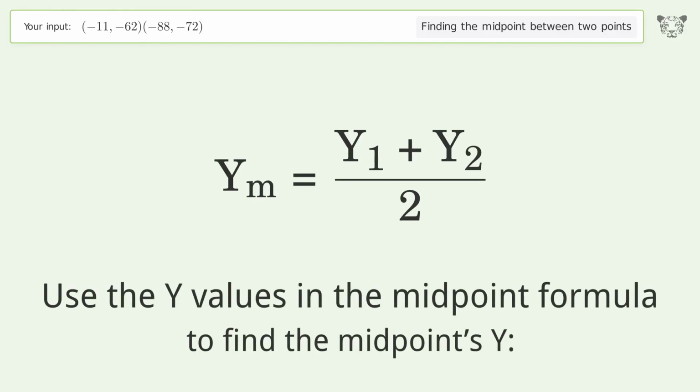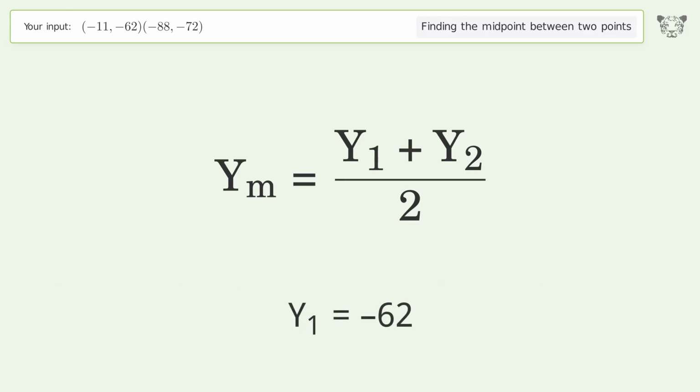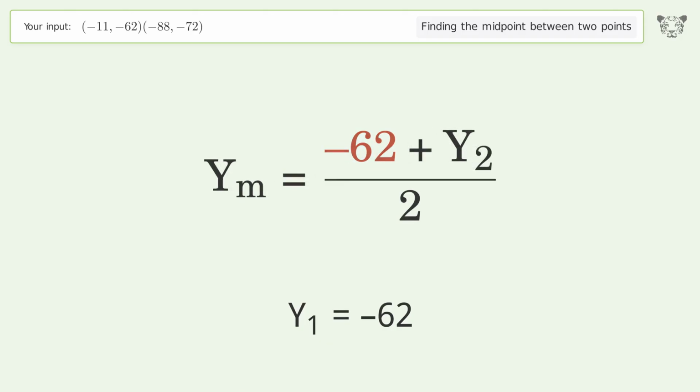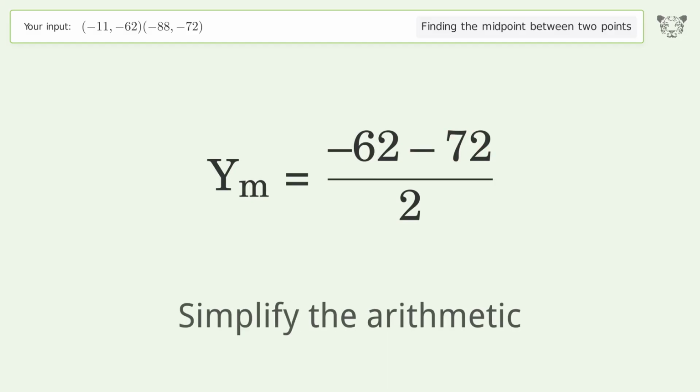Use the y values in the midpoint formula to find the midpoint's y. y1 equals negative 62. y2 equals negative 72. Simplify the arithmetic.